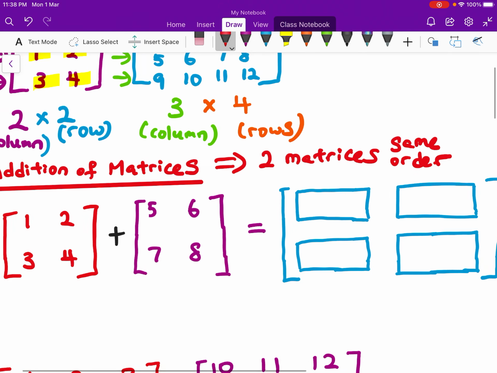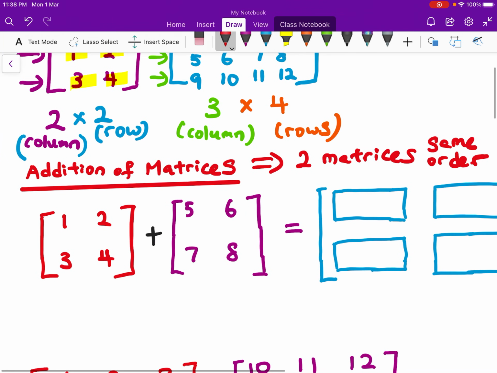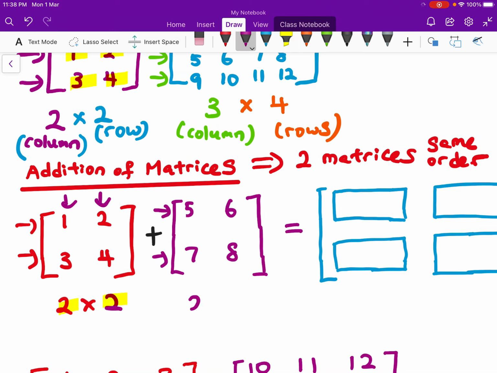For the red matrix, it is 2 columns and 2 rows. This is the order of your first matrix. The second matrix is 2 columns, 2 rows, so this is 2 by 2 also. It's very important that the 2 matrices have the exact same order. One cannot be 2 by 2 and the other 2 by 3. That is not allowed.